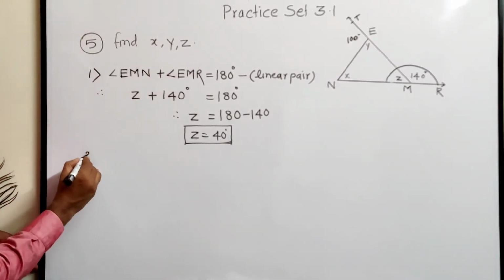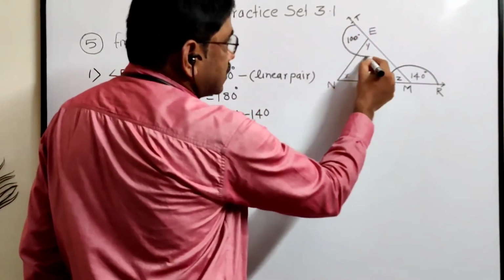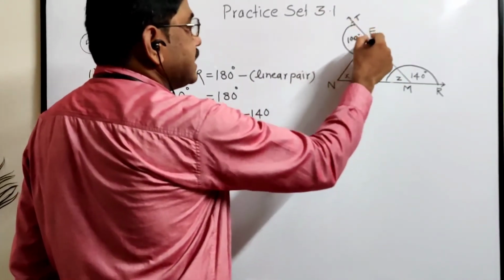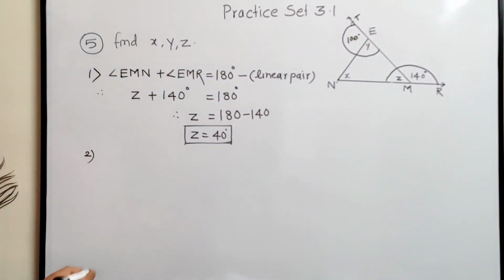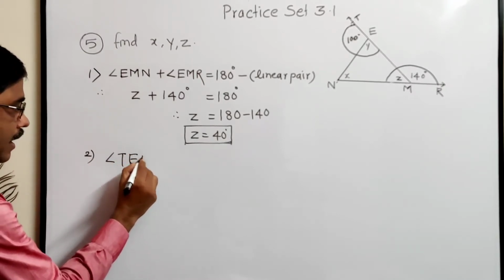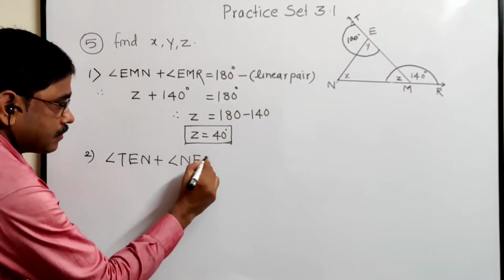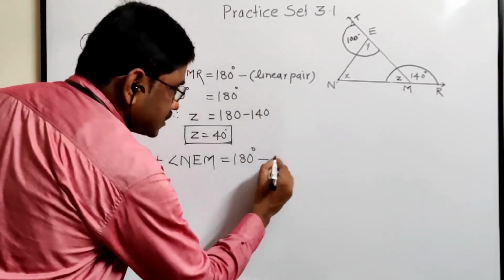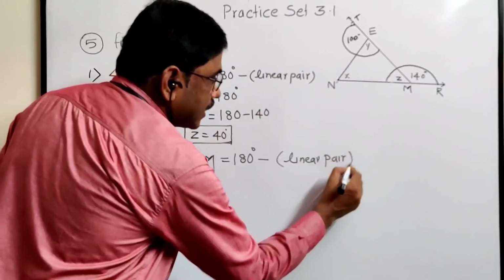Now second, the same method we have to use here. This forms a whole protractor, means 180 degrees. The sum of this TEN and NEM, this again forms a linear pair. So what can we write? Angle TEN plus angle NEM is equal to 180 degrees. This forms a linear pair.